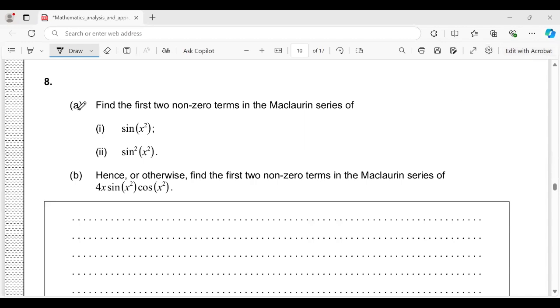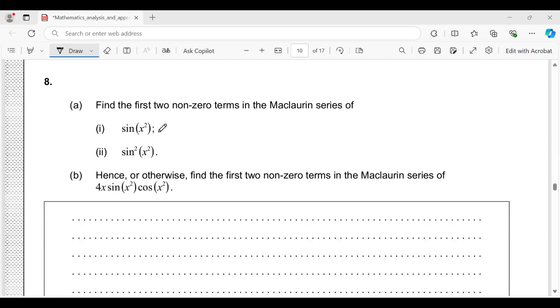Number 8. A. Find the first two non-zero terms in the Maclaurin series of sine x squared and sine squared of x squared. B. Hence or otherwise find the first two non-zero terms in the Maclaurin series of 4x sine x squared cosine x squared. So we're going to solve them one by one.